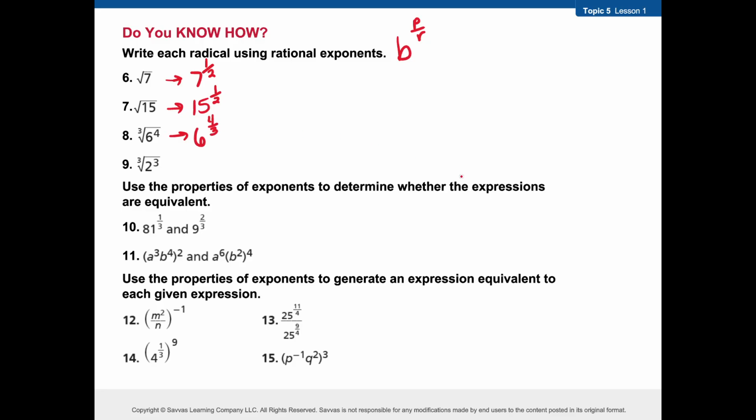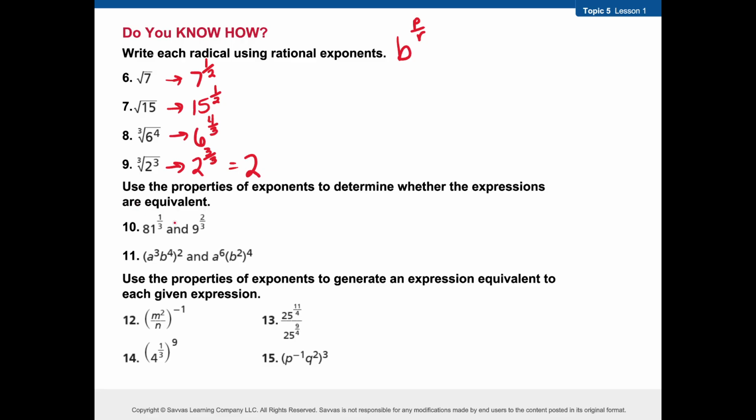This would be 6, power of 4 with a root of 3. So 6 to the 4 thirds. And if you're ever able to simplify your fraction, simplify it. So 2, power of 3, cube rooted. 3 divided by 3 is 1. So this would just be a 2.